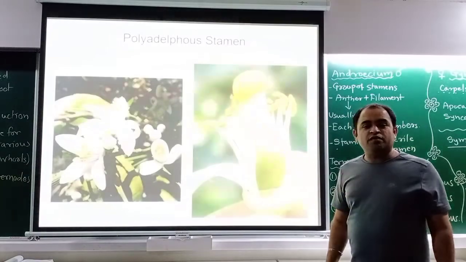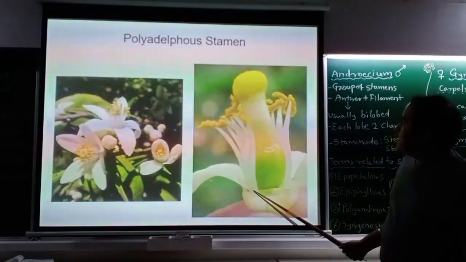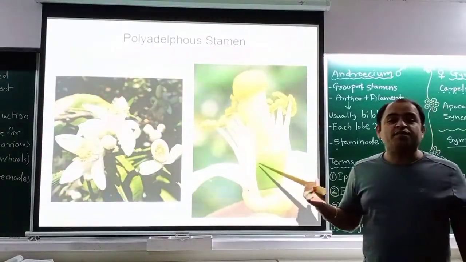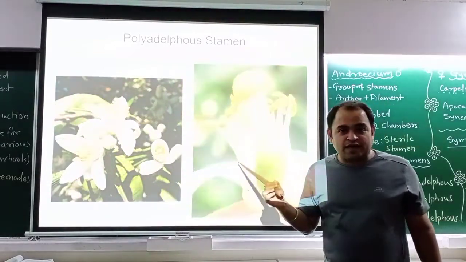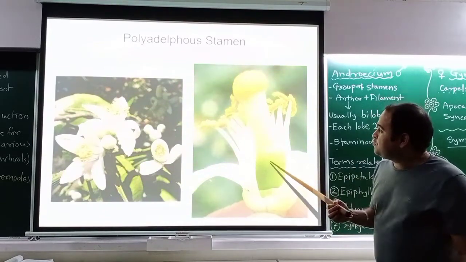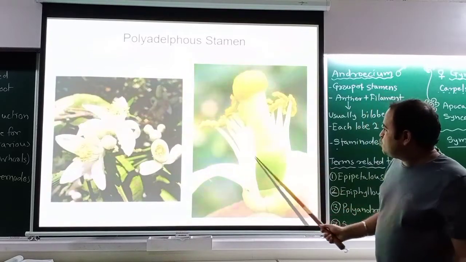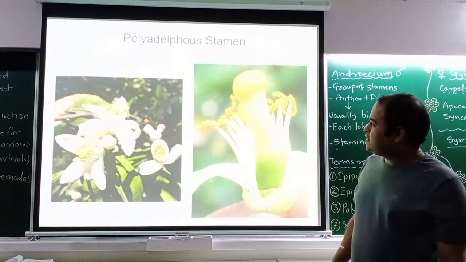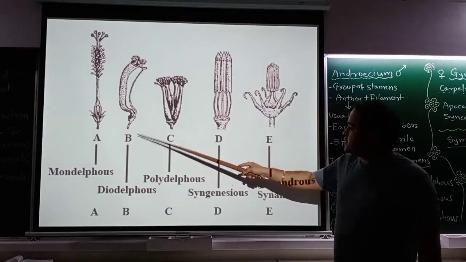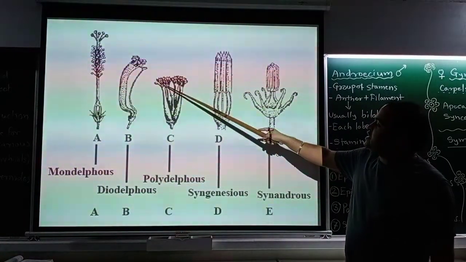Polyadelphous stamen. Poly means many. Adelphi condition. There are so many stamens you can easily observe, and this particular plant is nothing but a typical lime plant, of family Rutaceae. It's a typical feature of family Rutaceae, polyadelphous condition. So many clusters can be seen. This is monoadelphous, this is diadelphous, this is polyadelphous. Typical structure you can see.